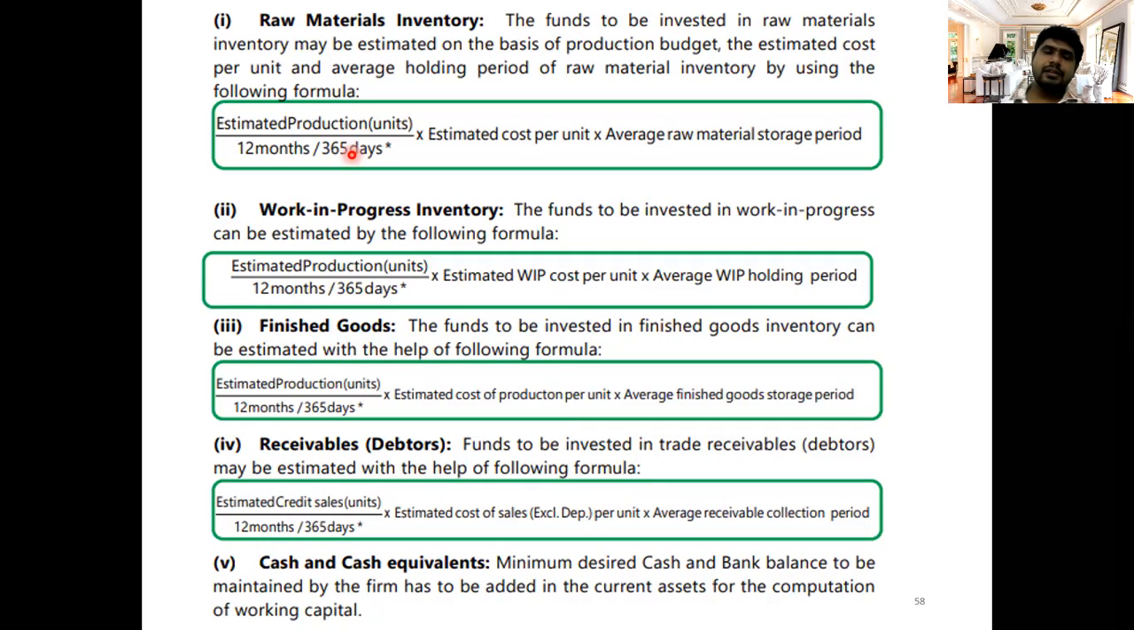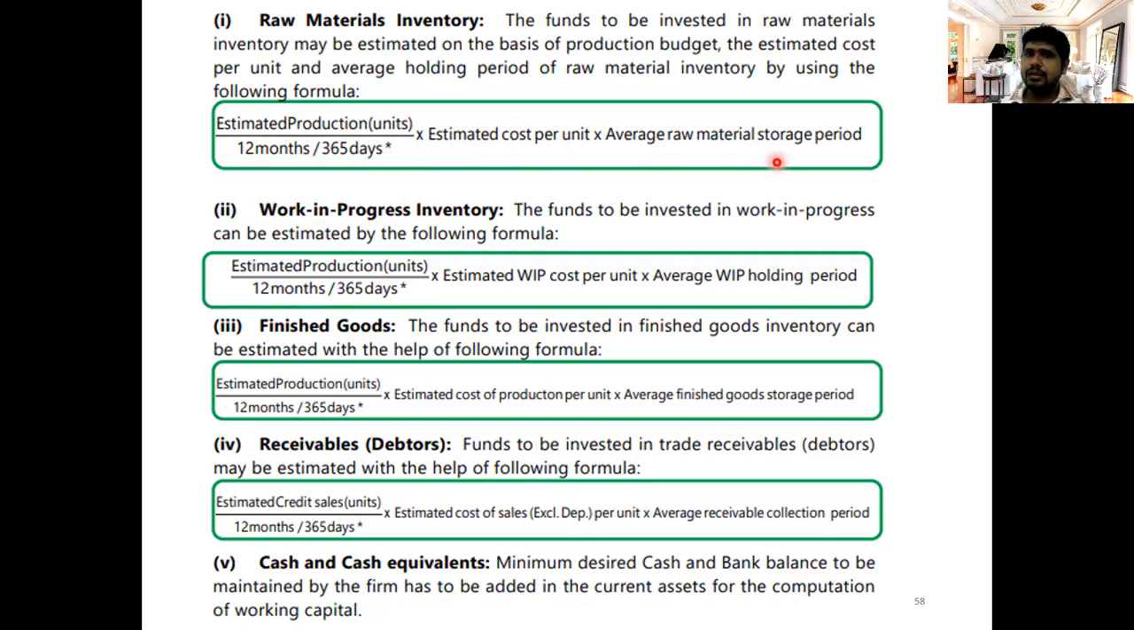Good. Right here, every formula comes with a logic. If you understand the logic, it is very easy to remember the formulas. You are never ever confused, right? Here, estimated production units into cost per unit gives us annual cost, and we divide by 12, then we can get what? Monthly production cost.